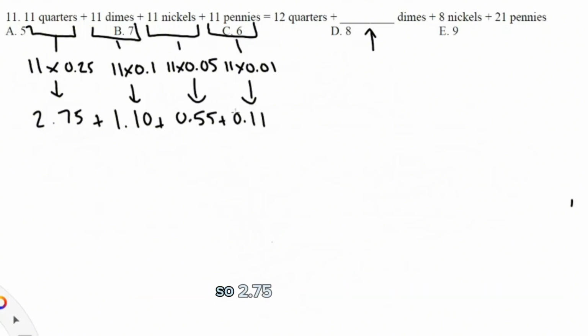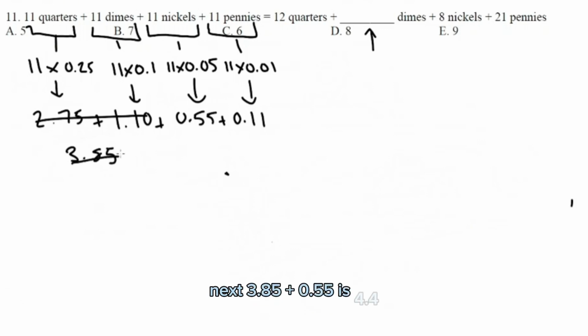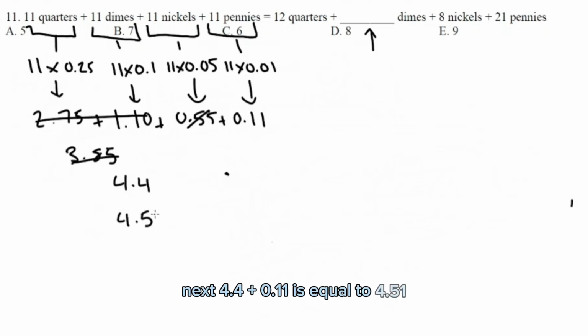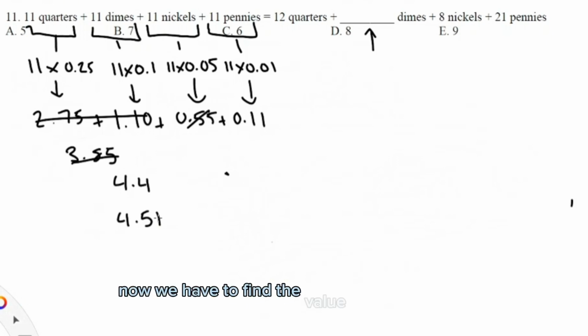So 2.75 plus 1.10 is 3.85. Next, 3.85 plus 0.55 is 4.4. Next, 4.4 plus 0.11 is equal to 4.51. Alright, now we know what the left side of the equation is equal to. Now we have to find the value of the right side.